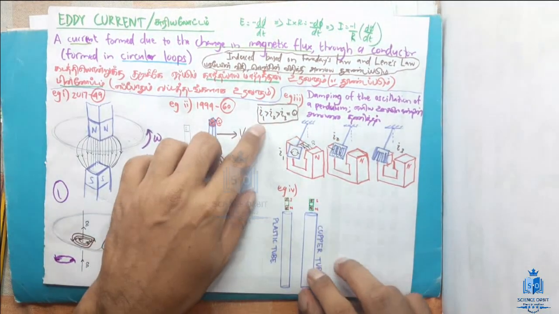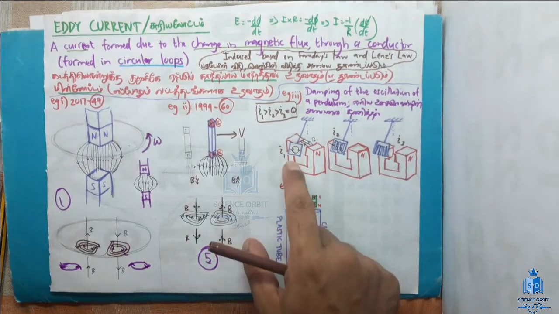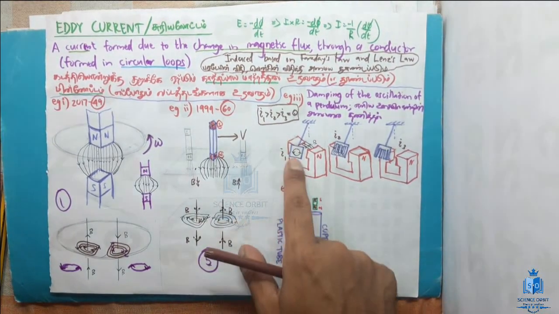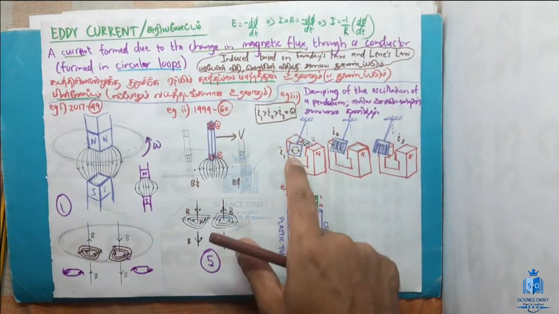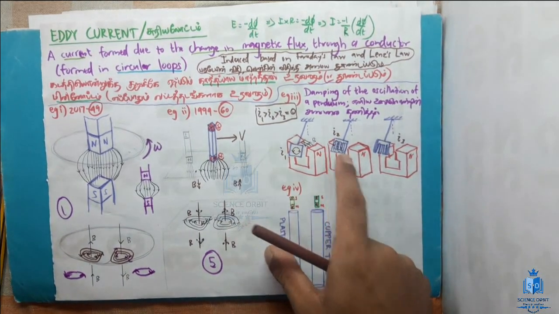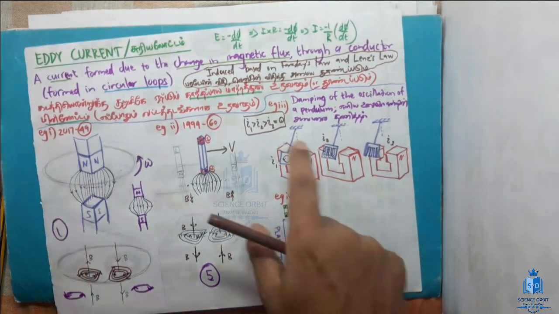And this is just a quick discussion. I have just compared the currents. Here a larger current can be formed because there is no barrier here, but here a smaller current, and here no current at all, something like this.